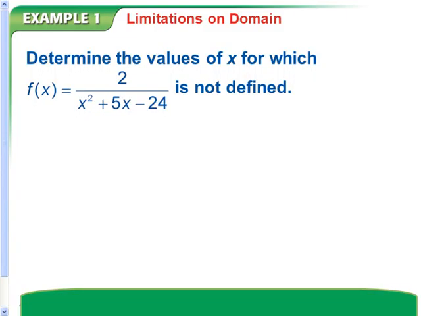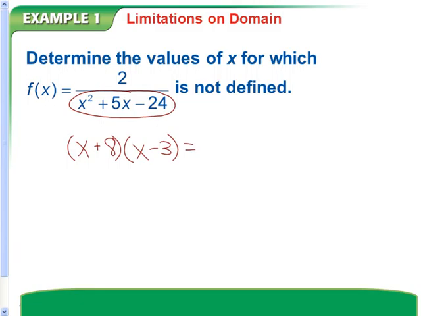And here's our first example. So determine the values of x for which it is not defined. Well, a function is not defined when you're dividing by 0. So we need to decide what would make the denominator 0. And since it's a polynomial, a trinomial, we'd set up our t-chart, think about that, and factor it. What adds to 5 but times to negative 24? So 8 times 3, 8 has to be positive, 3 has to be negative.